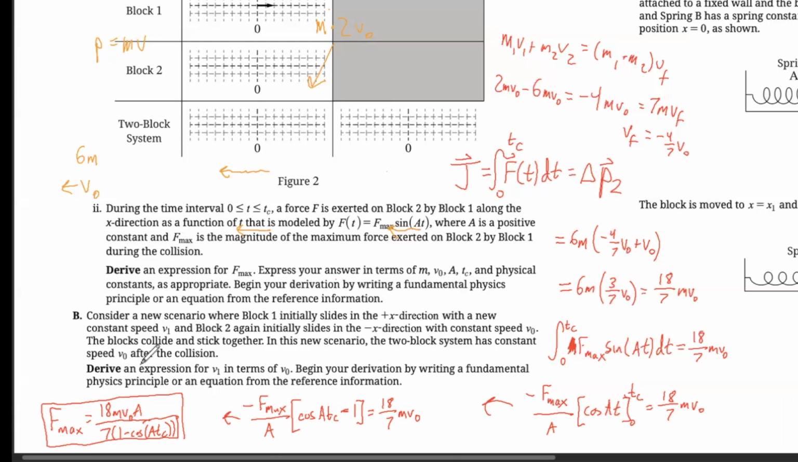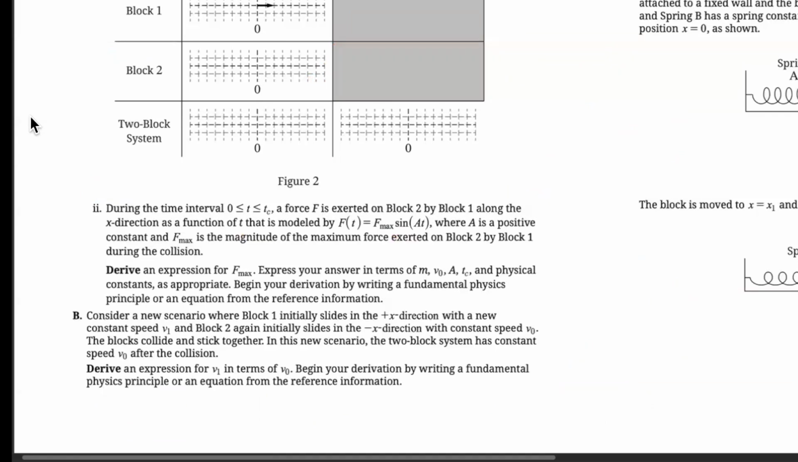I think that when the two blocks stick together in part B, they would have to go to the right. Otherwise you're not going to have total momentum being conserved, which is fine if there are external forces, but there doesn't seem to be in part B. So I'm going to go ahead and clear these, and we'll take a look at part B. I think you want to start with conservation of momentum again.